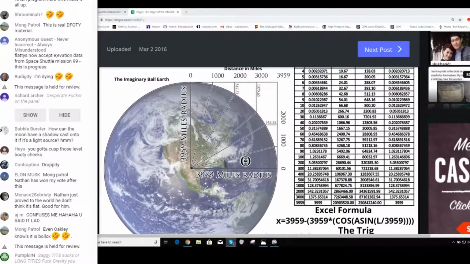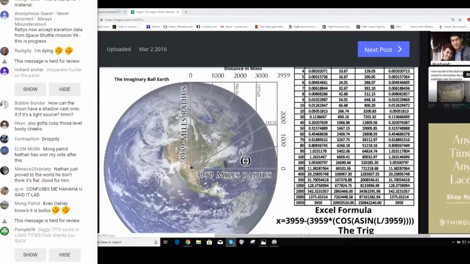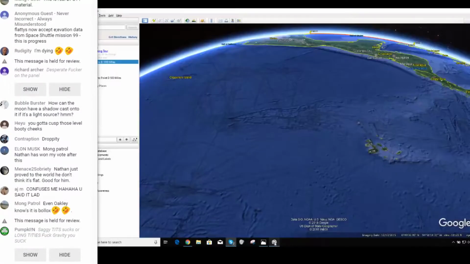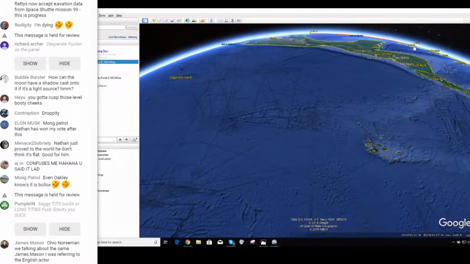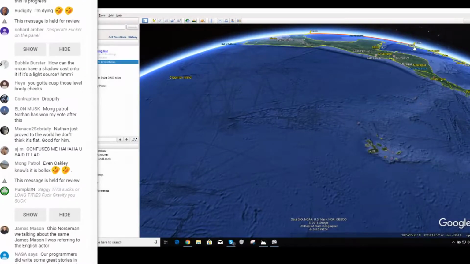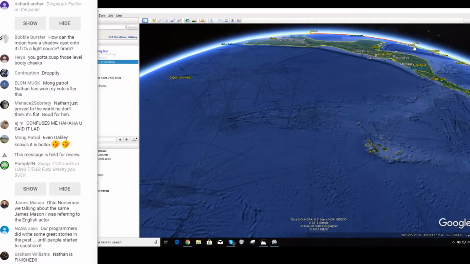I wasn't done yet. What's the problem here between these two images? The same thing, right? We're at the top of the ball. There should be vertical drop at 8 inches per mile squared. Correct? I'm confused. Correct.